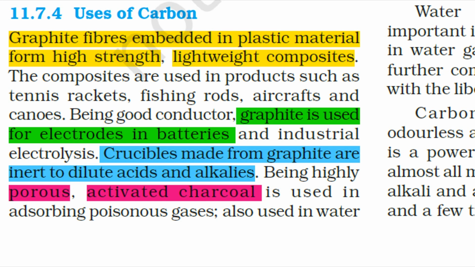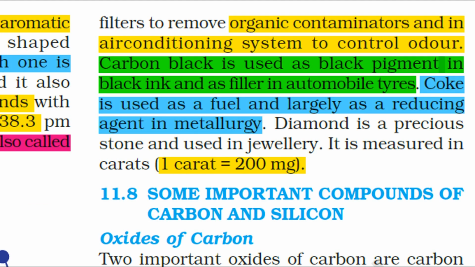Next, being a good conductor, graphite is used for electrode in batteries and industrial electrolysis. Crucibles made from graphite are inert to dilute acids and alkali. Crucible means a pot in which metals are melted. Second, charcoal. Being highly porous, activated charcoal is used in absorbing poisonous gases. Also used in water filters to remove organic contaminants and in air conditioning system to control odor.